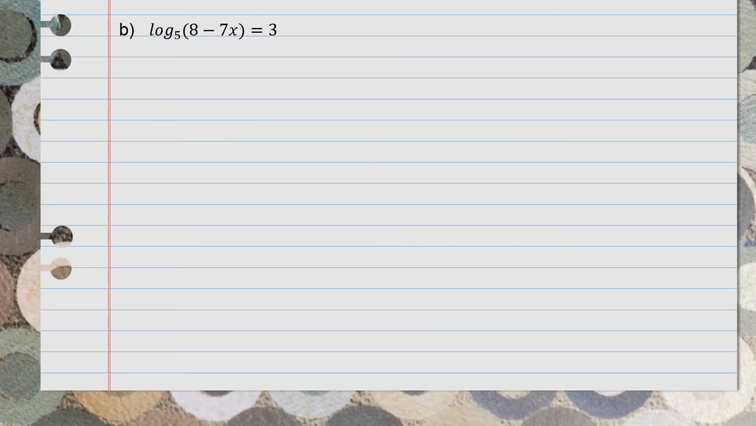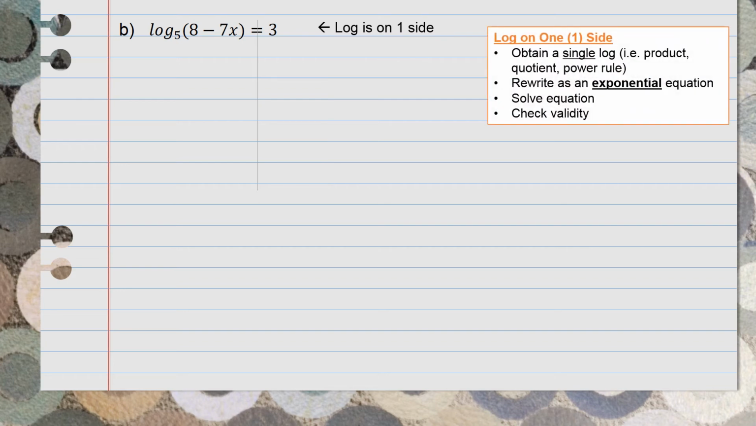For b, we have log base 5 of 8 minus 7x equals 3. Again, this is an equation, so draw your line. And now we need to look. Do we have log on one side or both sides? In this case, we have log on one side, so again, I have our steps. First, it says obtain a single log on that side. Lucky for us, on the left side, log only appears one time, so we're good. We move on to the next step.